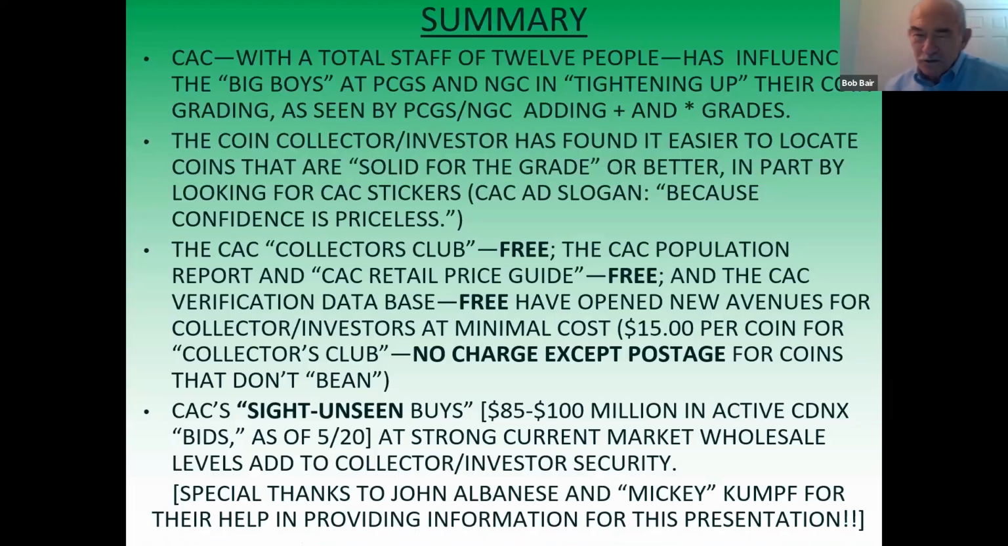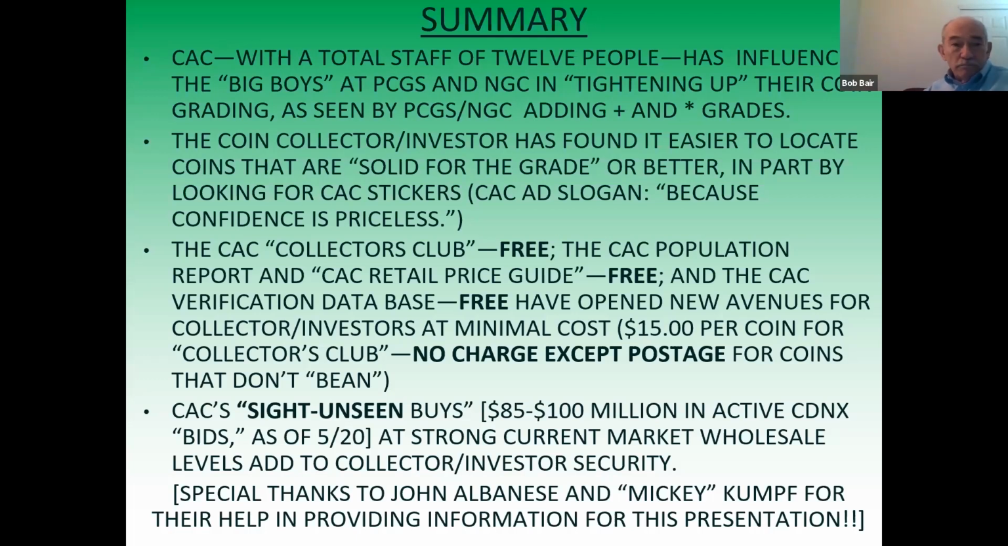Okay, we're getting close to the end. You've been very patient and I appreciate it. The summary: CAC, with a total staff of 12 people, that's all, has influenced the big boys at PCGS and NGC to tighten up coin grading. How do we know? Plus and star grades for coins with strong eye appeal came along.